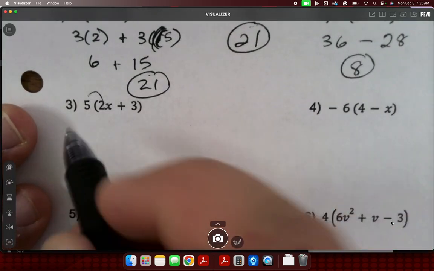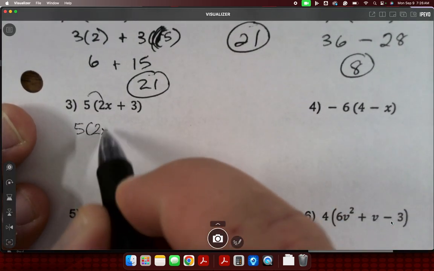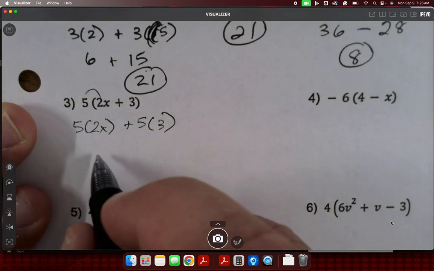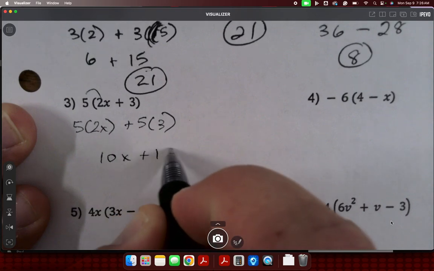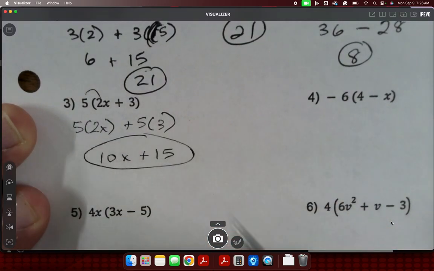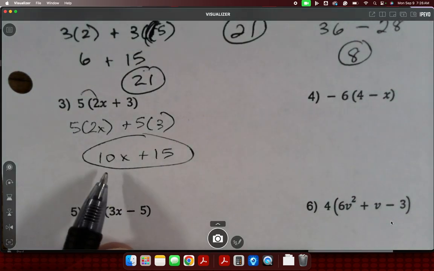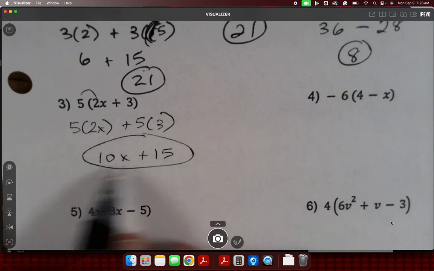We'll do 5 times 2x plus 5 times 3, and we'll get 10x plus 15. And that's as far as we can go, and that's fine, because we're just trying to simplify it. But there's no like terms here. This has an x, this does not, so we cannot combine those.